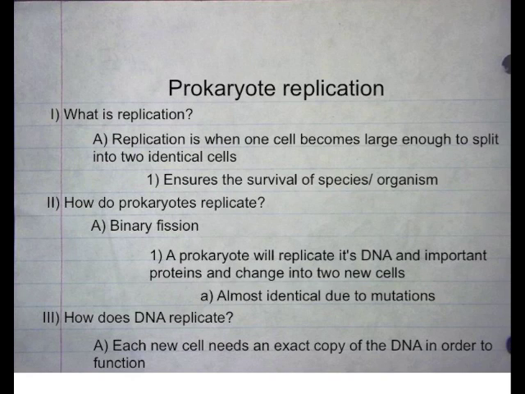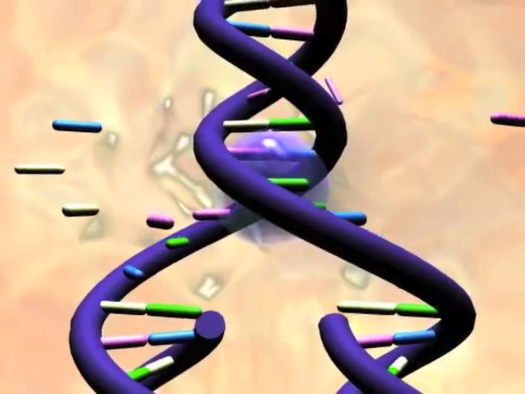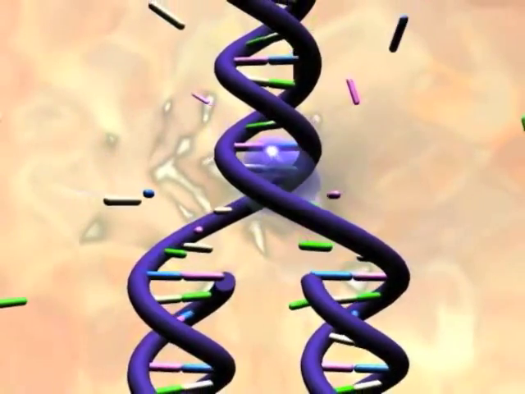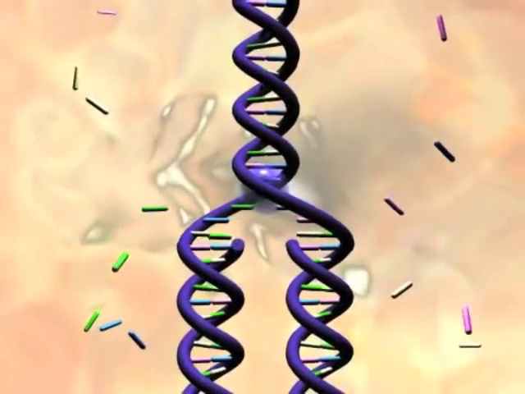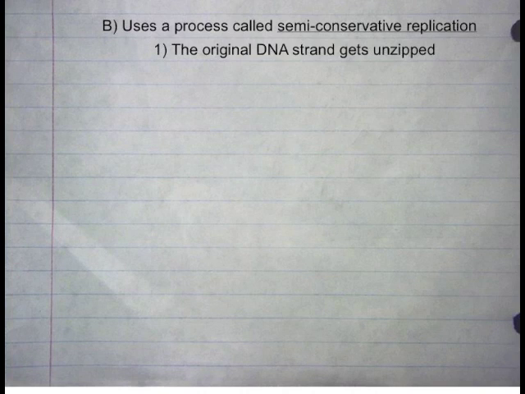How does DNA replicate? Each new cell needs an exact copy of DNA in order to function. Don't forget, DNA is the important molecule that dictates everything the cell has to do. So if you're going to have two new cells, you need to have two new strands of DNA. It uses a process called semi-conservative replication. Step 1, the original DNA strand gets unzipped.